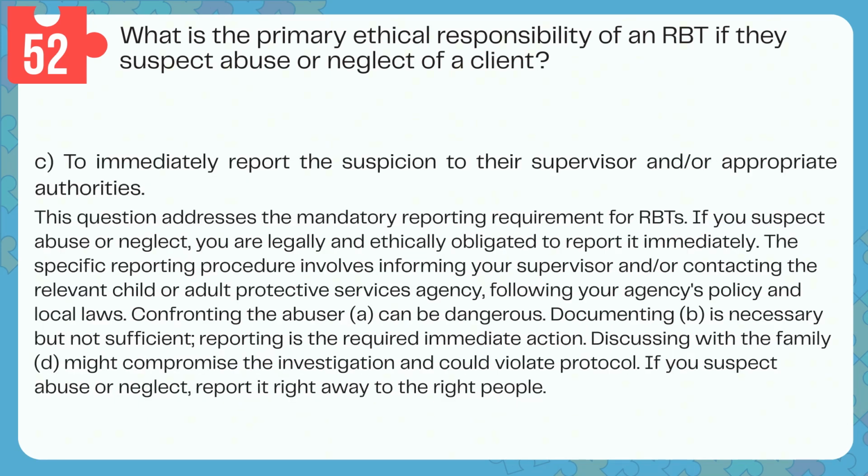Answer: C, to immediately report the suspicion to their supervisor and/or appropriate authorities. This question addresses the mandatory reporting requirement for RBTs. If you suspect abuse or neglect, you are legally and ethically obligated to report it immediately. The specific reporting procedure involves informing your supervisor and/or contacting the relevant child or adult protective services agency, following your agency's policy and local laws.